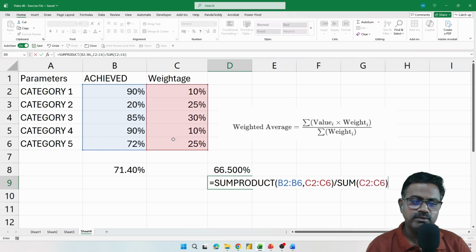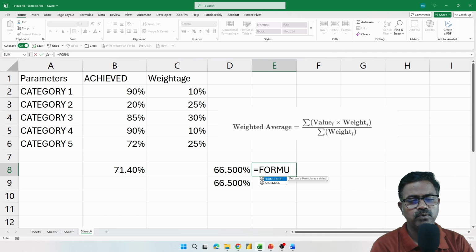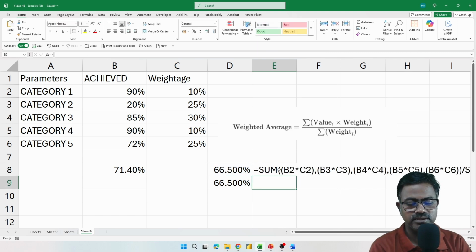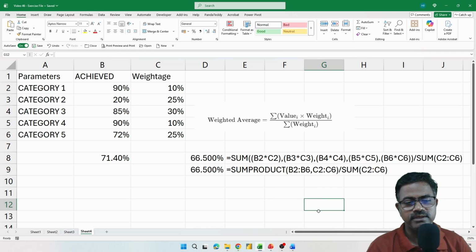Remember, this should be finally divided by the sum of the weightage. Look at how the formula we had in the first place and this one are different, yet both are giving you the same answer. Let me show you the formula we wrote on the first one and the formula we wrote on the second one. Look at it. The sum product makes our life easier.